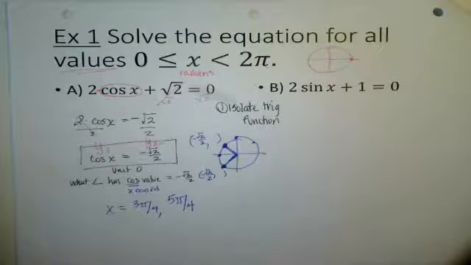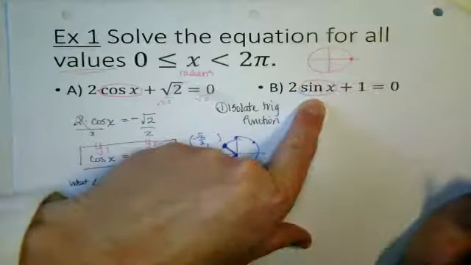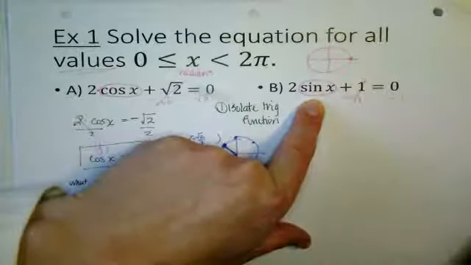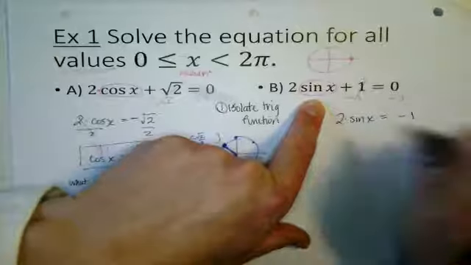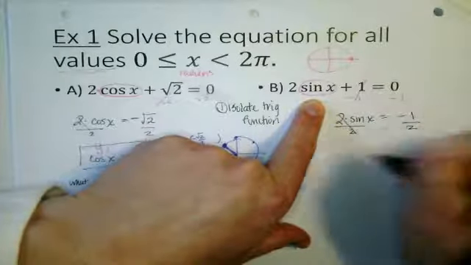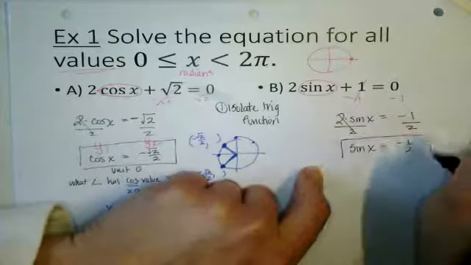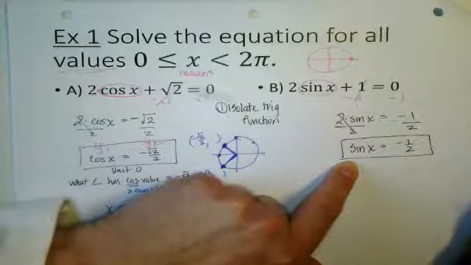Okay. So again, what we're going to do here is isolate the trig function by first subtracting 1. So we have 2 times the sine of x equals negative 1. I can divide by 2. So that gives me sine of x equals negative 1/2. So this is great information. We can use our calculator to help us once we get to this point.